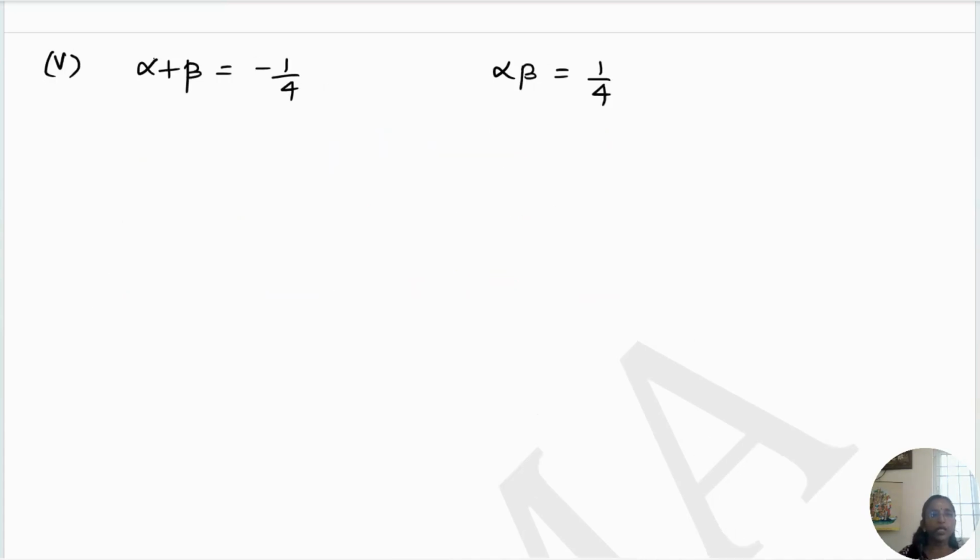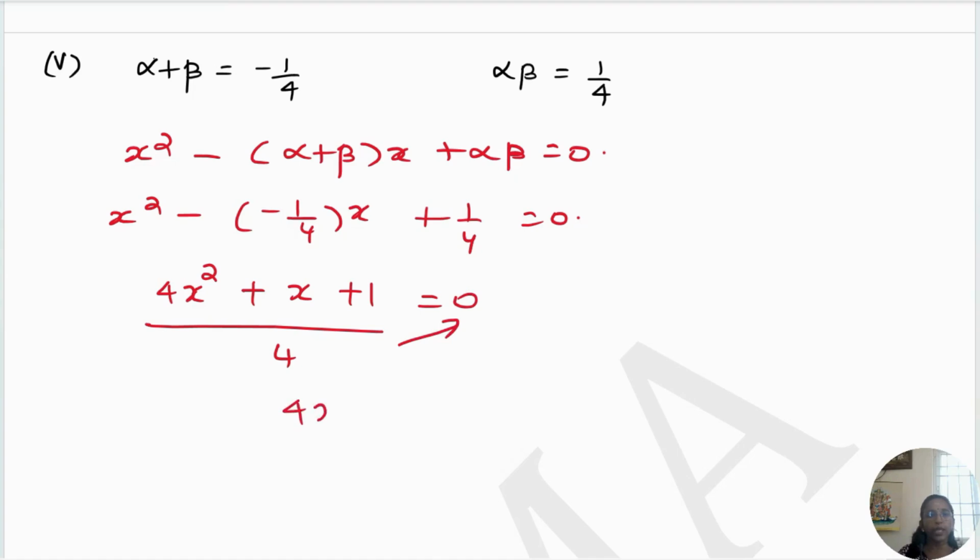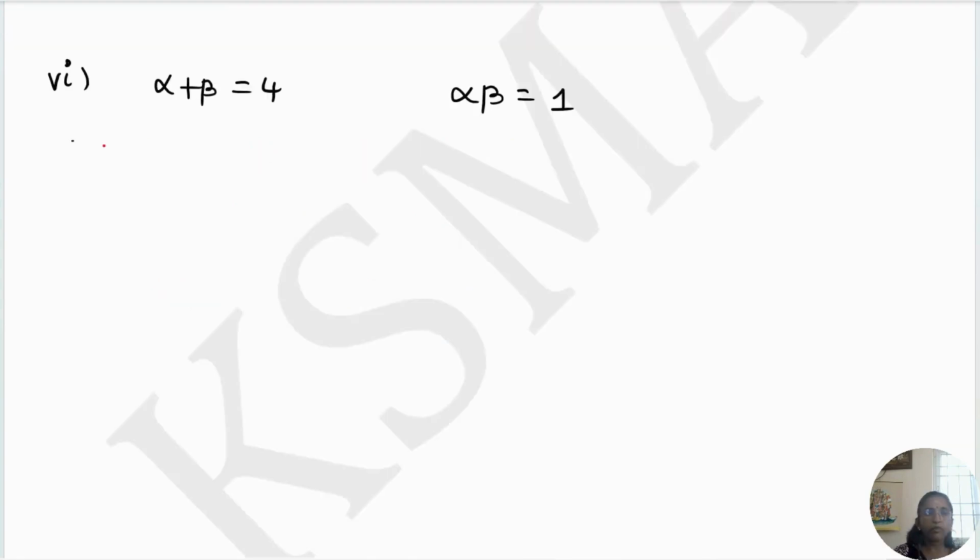Coming to the fifth subdivision, alpha + beta is −1/4, alpha beta is +1/4. So we know the formula. Substitute your values. So x² − (−1/4)x + 1/4 equal to 0. Take LCM. So 4x², here minus into minus plus, so plus x + 1 is equal to 0. Do cross multiplication. So 4x² + x + 1 is equal to 0. So this is our required quadratic equation.